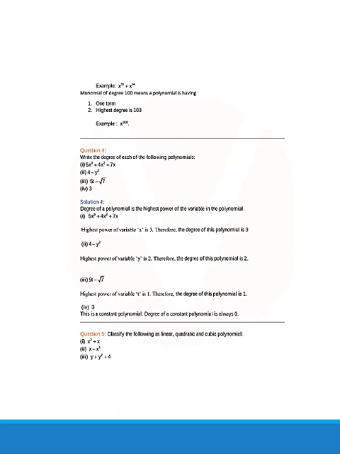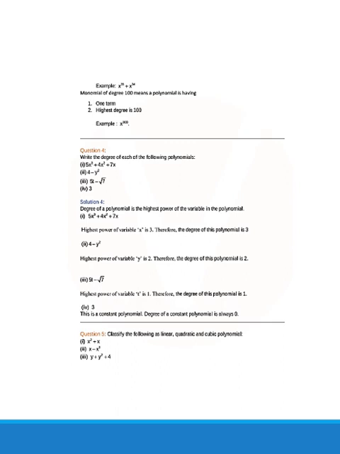Now come to question number 4. See the question. Write the degree of each of the following polynomials. First is 5x cube plus 4x square plus 7x. Now here the highest exponent is 3. 5x cube. Here the highest exponent is 3. So the degree of this polynomial is 3.